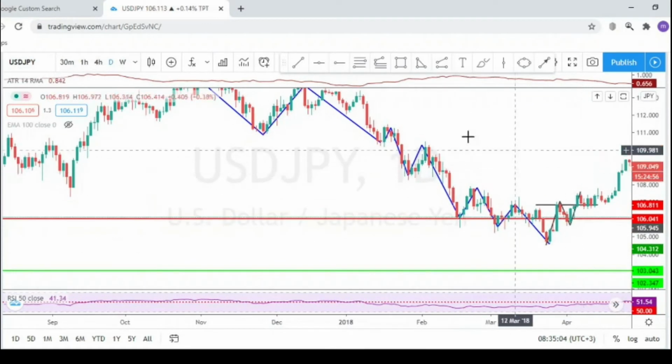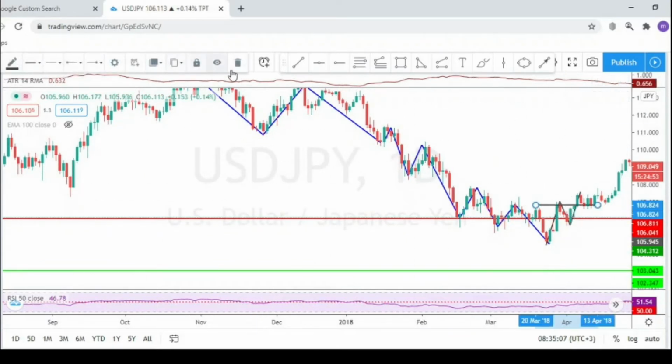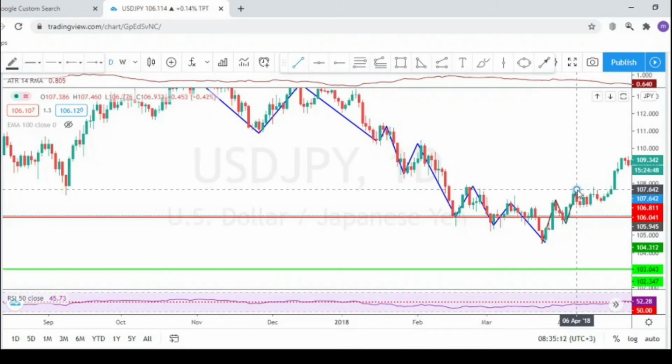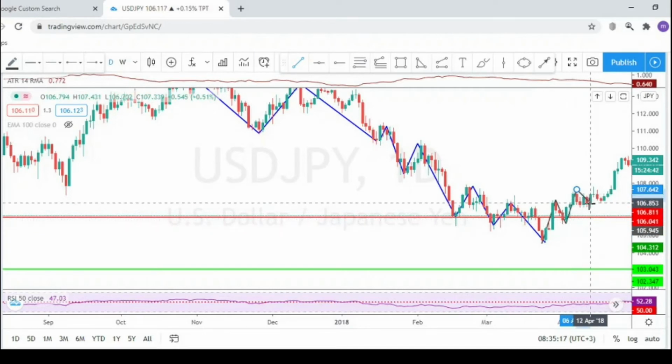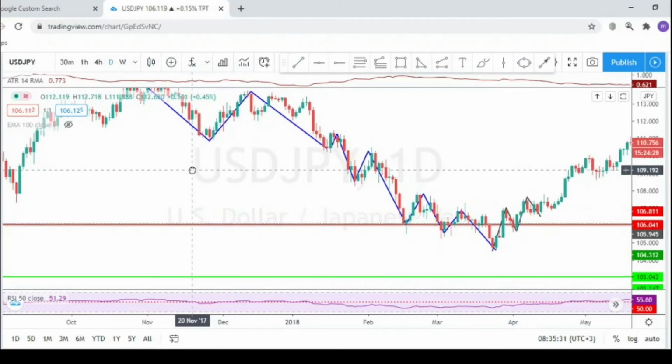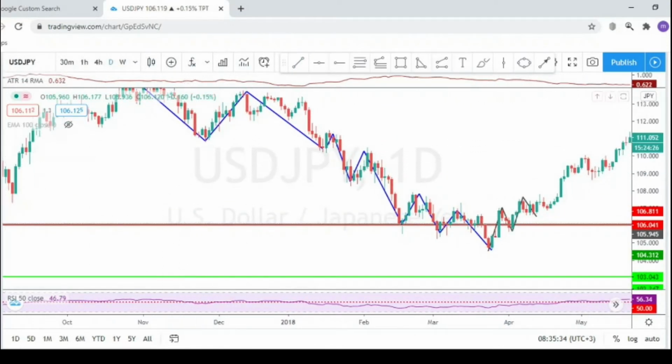So when that happens, what I do is wait for a pullback that does not close below this support level. If it pulls back to this resistance level or in between the resistance level and support level, then I look for a simple price action pattern. And this simple price action pattern, guys, can be double top, as I said before, head and shoulders pattern. It can be an engulfing candle, can be a shooting star, or a hammer. You just go and look for any price action pattern that you've been using.